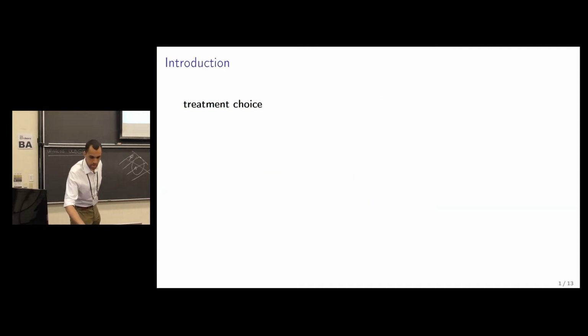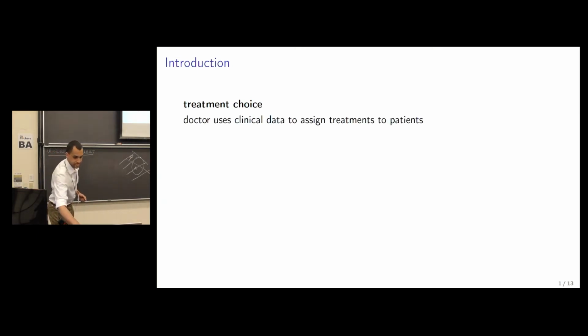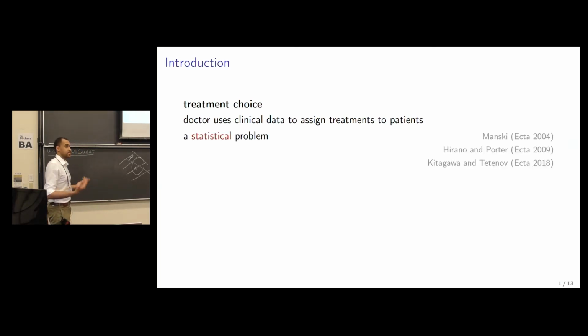OK, so first let's talk about the problem of treatment choice. Treatment choice is basically the question of a doctor who uses clinical data, so data from clinical trials, to assign treatments to patients. Now, this is a statistical problem, and you might have heard of it under different names. Treatment choice is common in econometrics, but it's classification or statistical learning or statistical decision making. Now, this is a fairly well understood problem.